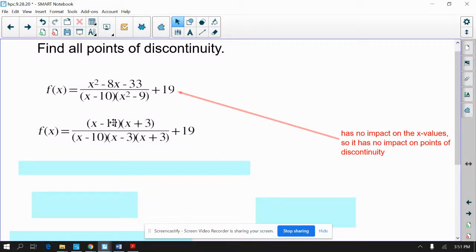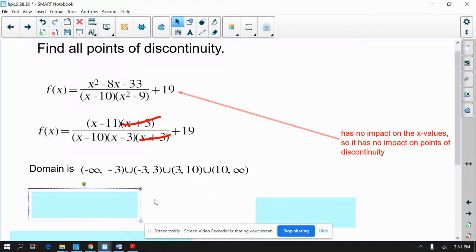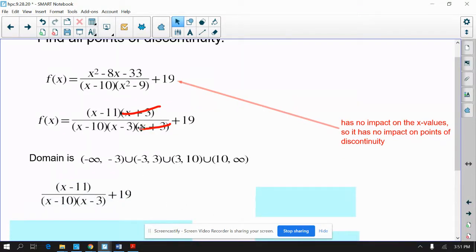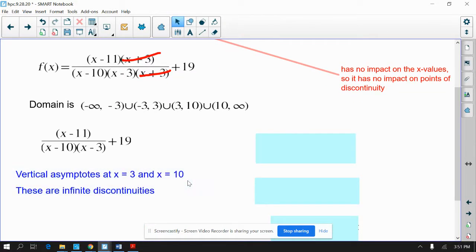And then also factor the numerator so that you see what types of discontinuity there are. This factor canceled out. Oh, the domain, of course, just for fun. The domain includes all real numbers except for -3, +3, and +10. So after you cancel out the x plus 3, you're left with this, which tells us that there are vertical asymptotes, or in other words, infinite discontinuities at x equals 3 and x equals 10. Those are the 2 x values that make you divide by 0, and they don't cancel out.